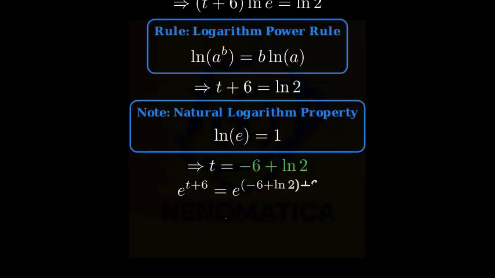Let's verify our answer by substituting it back into the original equation. If we substitute t equals negative 6 plus ln of 2 into e to the power of t plus 6, we get e to the power of negative 6 plus ln of 2 plus 6, which simplifies to e to the power of ln of 2, which equals 2. This confirms our solution is correct.